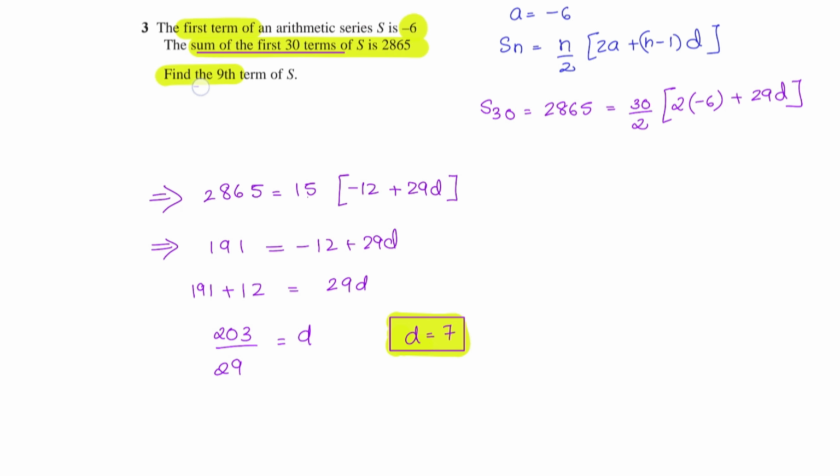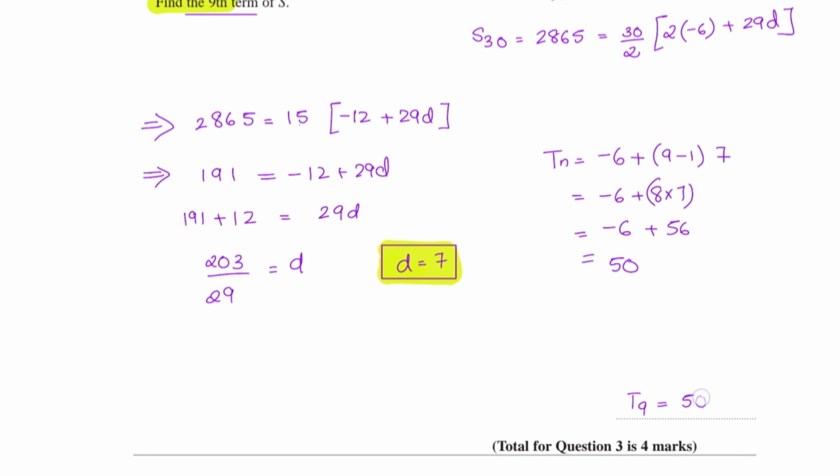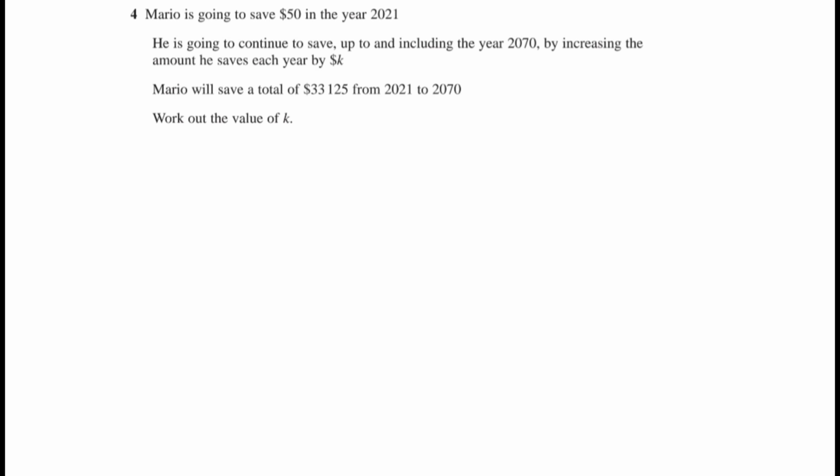Now they have asked us to find the ninth term. So Tn is equal to minus 6 plus 9 minus 1 into 7, minus 6 plus 8 into 7, 50 is the ninth term of the series. Okay, moving on to the next question.